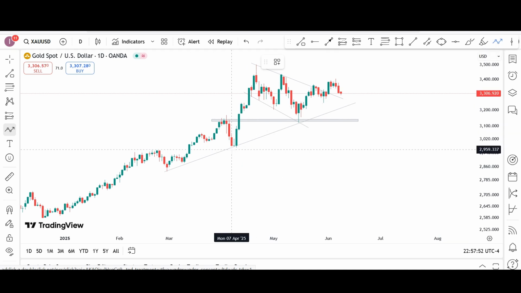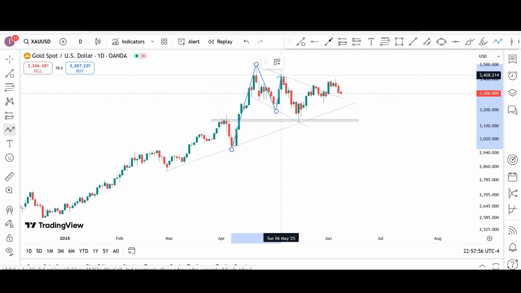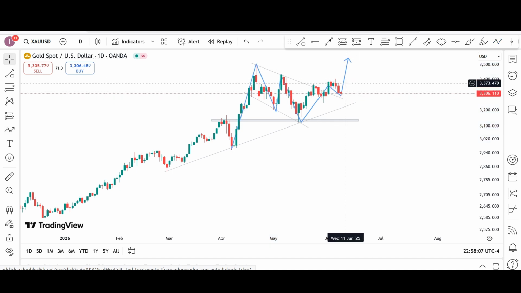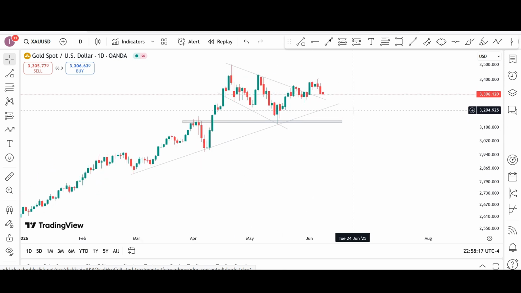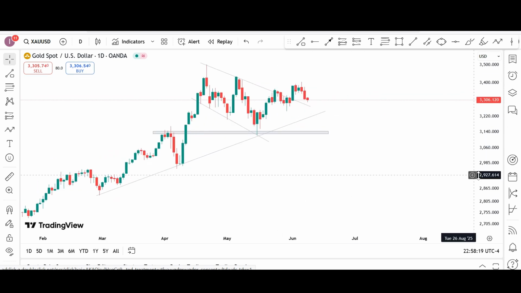We clearly can see impulse move, correction. You need to understand that after correction, there's going to be another impulse move. So that is our expectation, right? And there's something you need to pay attention to, guys. So this is the daily time frame.